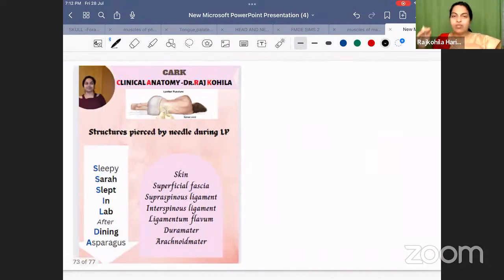So you can remember this mnemonic, the structures pierced by the needle during a lumbar puncture. For epidural space, you stop outside the dura. For lumbar puncture, to get the CSF, you have to reach the subarachnoid space. So it will be skin, superficial fascia, supraspinous, interspinous, ligamentum flavum. You shouldn't confuse ligamentum flavum with the posterior longitudinal ligament. And then the dura mater, extradural space, dura mater, subdural space, arachnoid, right?